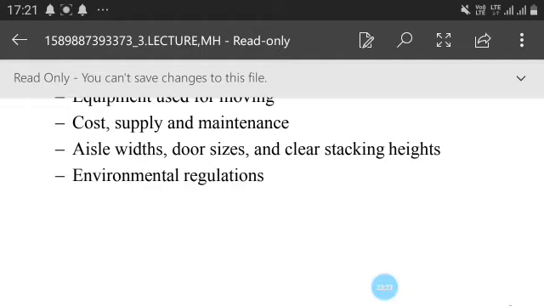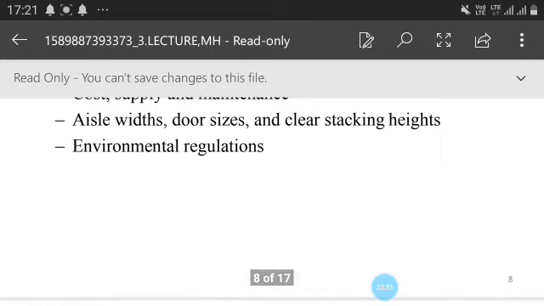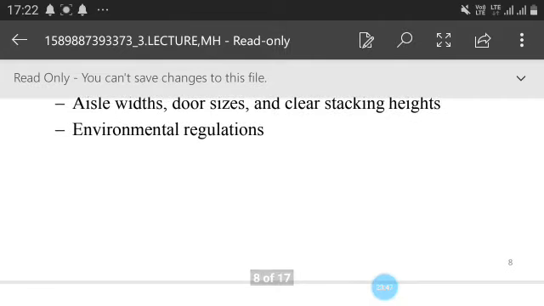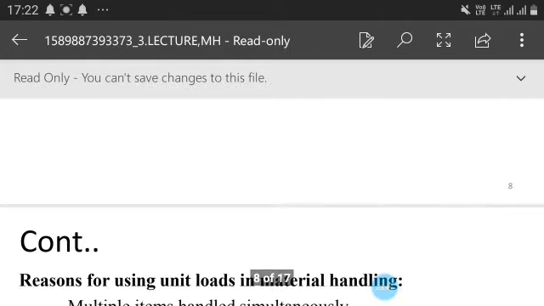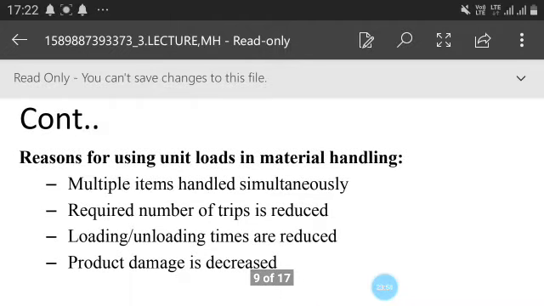And then door size. A few times you can say your component is so high and your door size is very small, then you cannot handle your materials properly. Stacking height will also be important. Suppose the materials are stacked not properly and the stack height is so high, then you cannot handle them properly. Then all things will be considered. Environmental regulation is also an essential reason for using unit loads in materials handling.